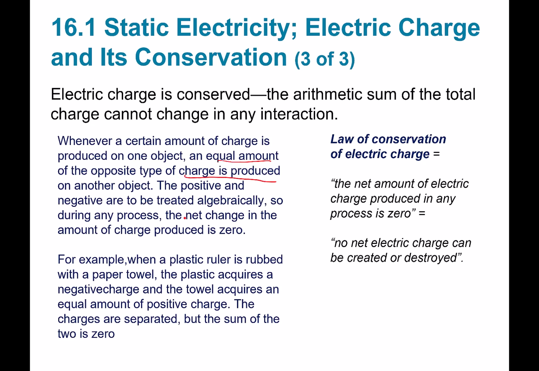The positive and negative are to be treated algebraically. So during any process, the sum of the two charges produced will always be zero. That is the law of conservation of electric charge: no net electric charge can be created or destroyed. We can only have transference of charge.